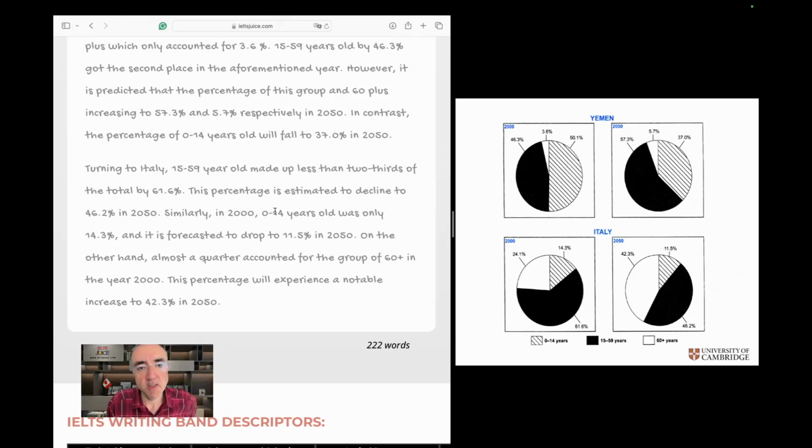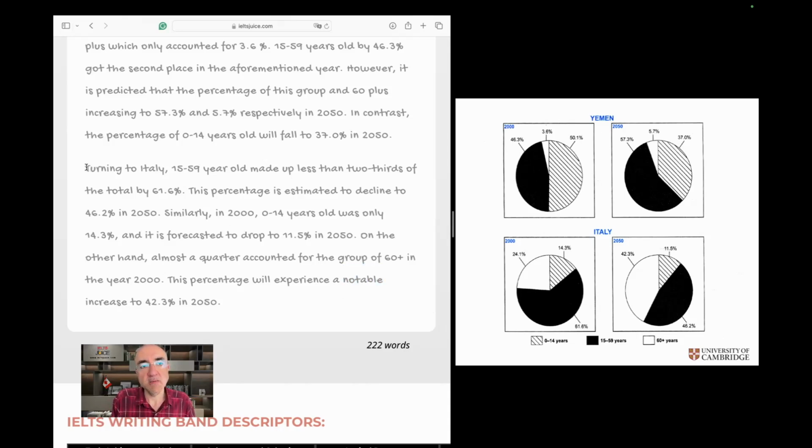Similarly, in 2000, 0 to 14-year-olds was only 14.3%, and it is forecasted, you can say forecasted or forecast, both are acceptable by dictionaries, to drop to 11.5% in 2050. On the other hand, almost a quarter accounted for the group of 60 plus in the year 2000. This percentage will experience a notable increase to 42.3% in 2050. I love the word notable here.